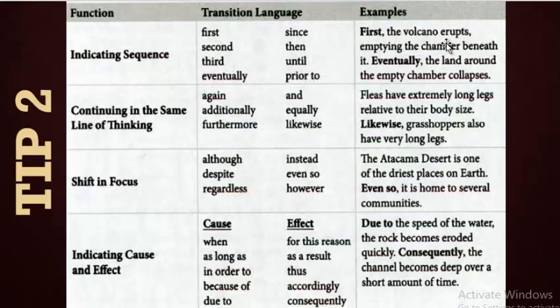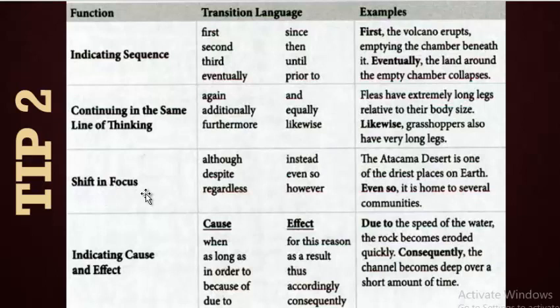First, the volcano erupts, emptying the chamber beneath it. Eventually the land around the empty chamber collapses. So, first and eventually. Continuing in the same line of thought means we use this transition language to say that the same information may follow: again, additionally, furthermore, equally, likewise. Fleas have extremely long legs relative to their body size. Likewise, grasshoppers also have very long legs.